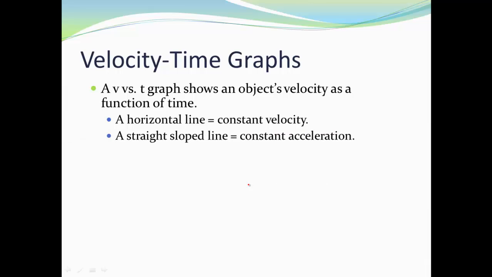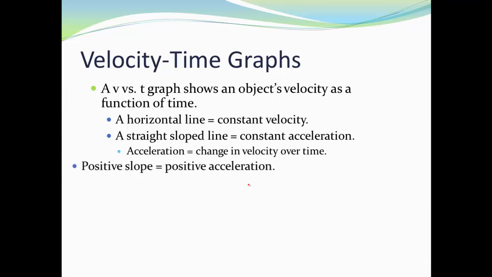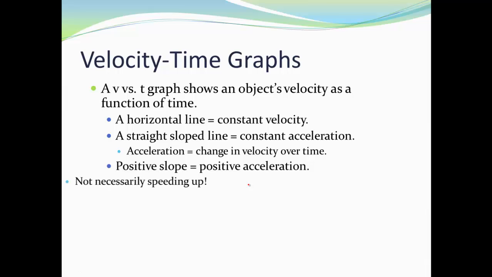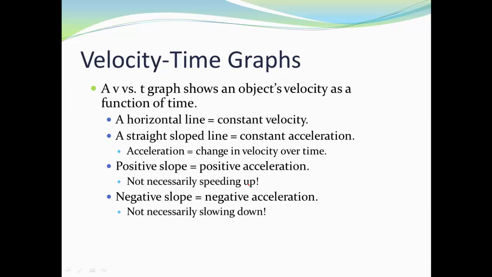A straight sloped line means you have a constant acceleration. If that slope is positive, it is a positive acceleration. And if that slope is negative, it is a negative acceleration. Now, a couple of things. Acceleration is defined as the change in velocity over time. So anytime we do slope, change in y over change in x, or change in v over t, the slope of the velocity versus time is our acceleration.